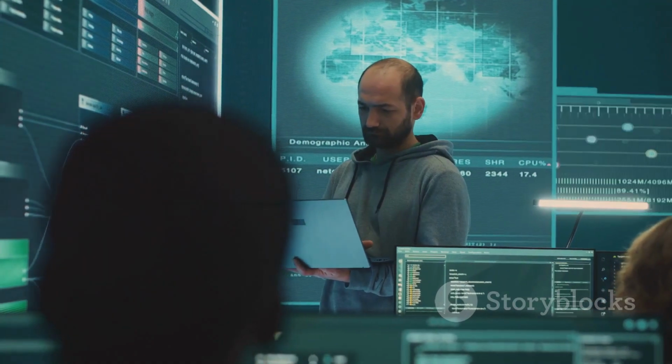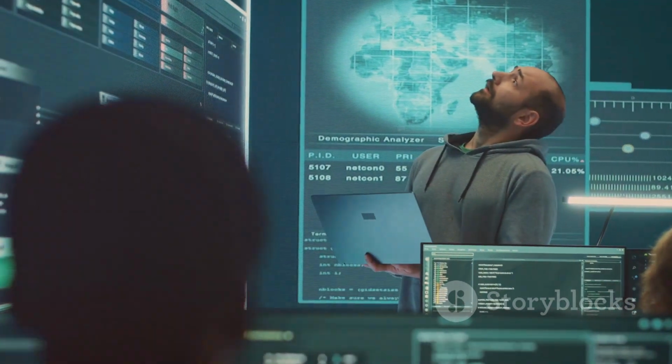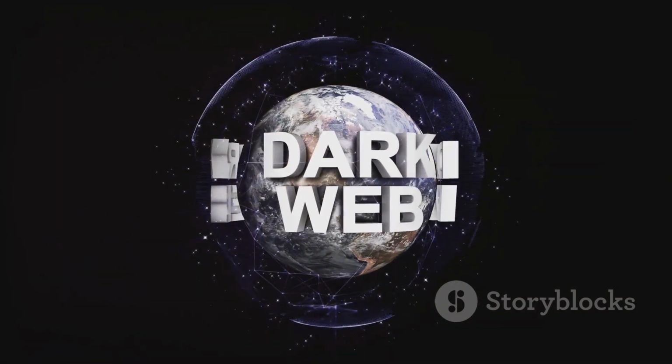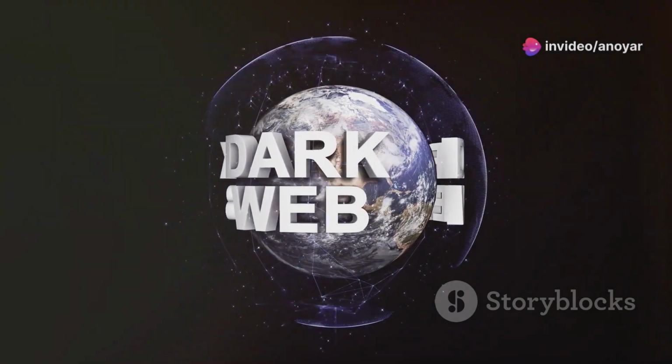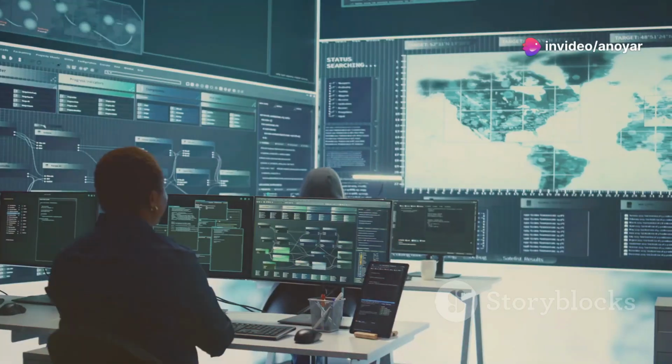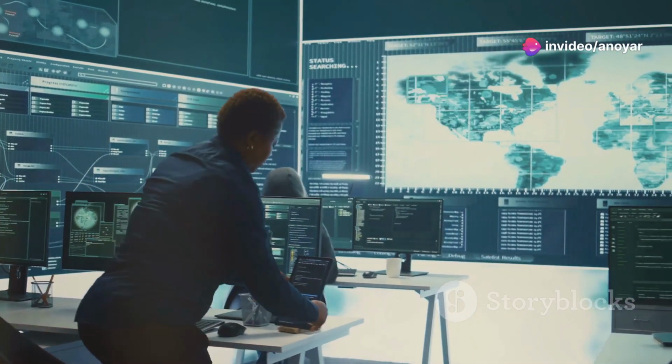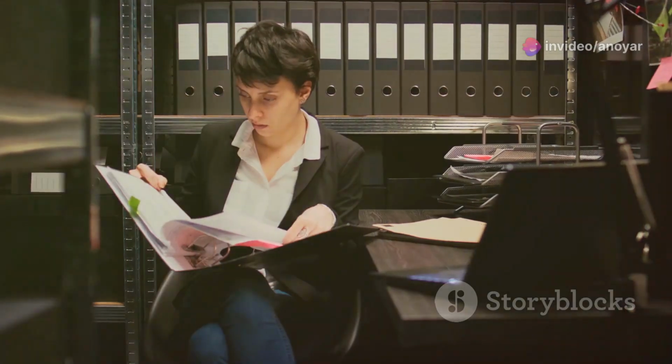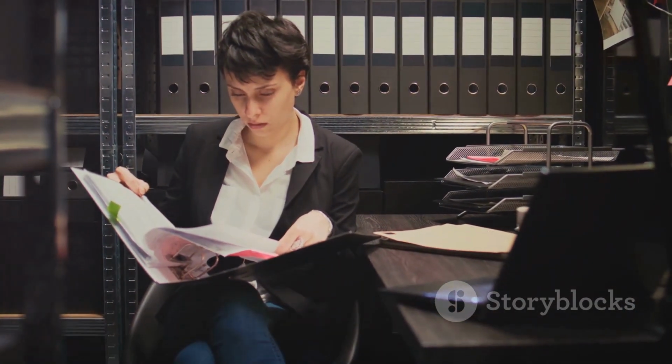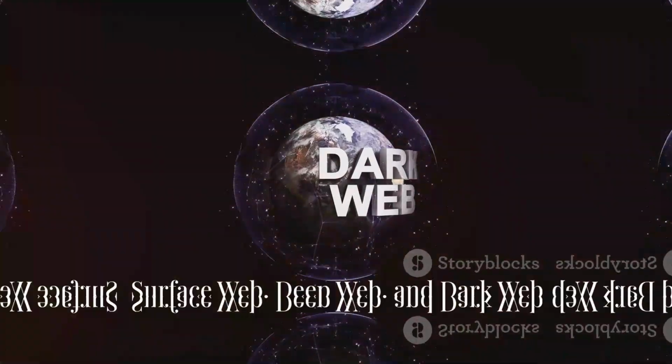The reality of the dark web is far more nuanced. It is a complex ecosystem with its own rules, communities, and purposes. Understanding the dark web requires separating fact from fiction, dispelling myths, and examining its true nature.